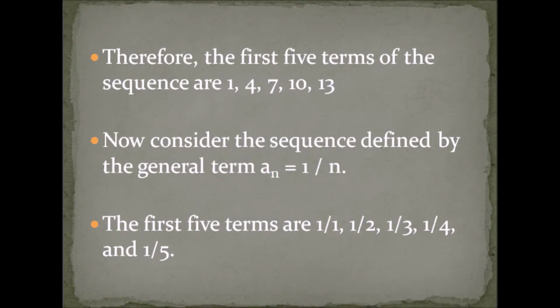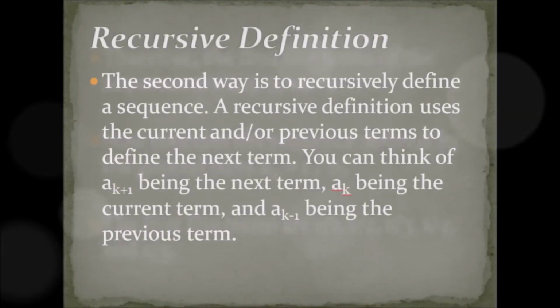Now consider the sequence defined by the general term e sub n equals 1 divided by n. The first 5 terms are 1 divided by 1, 1 divided by 2, 1 divided by 3, 1 divided by 4, and 1 divided by 5.